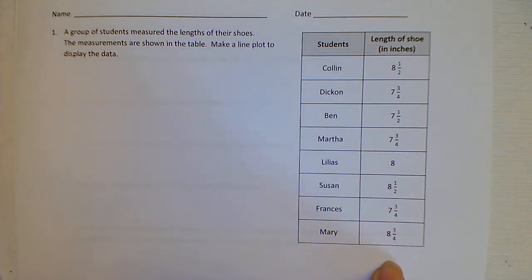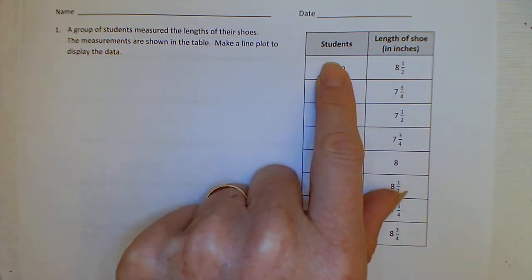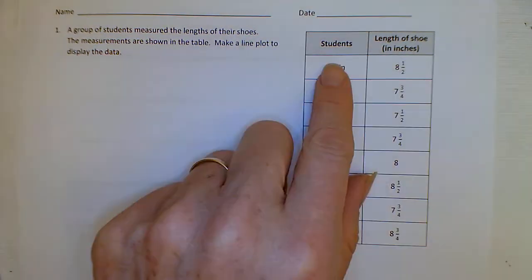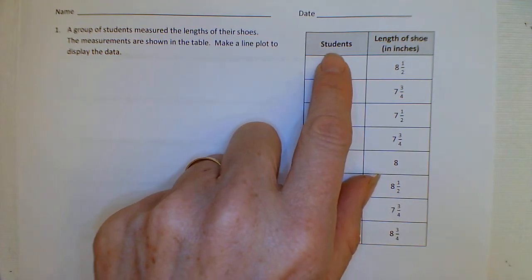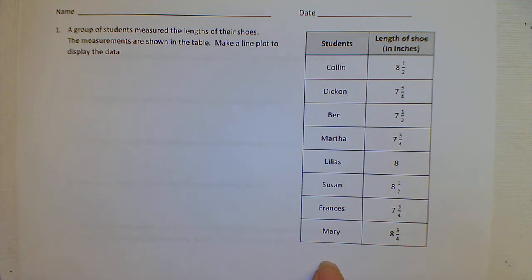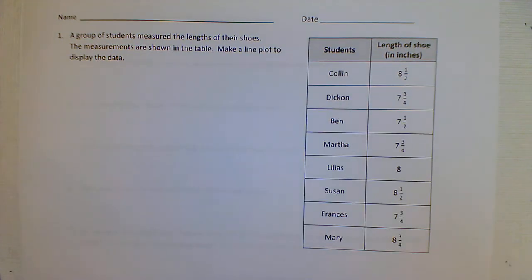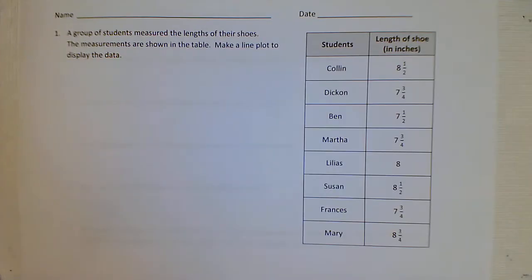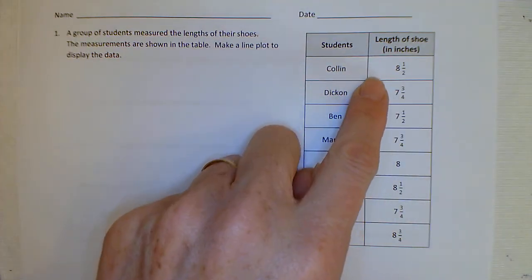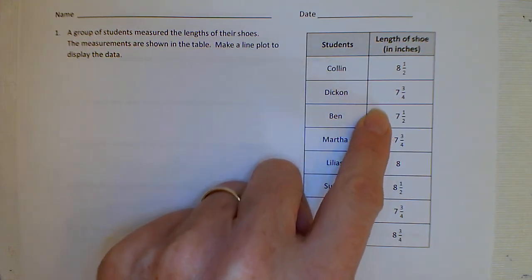This is our data. And let's go ahead and take a look at the table that was provided to us. So this is our data table. These are our labels for our two columns. So this is our independent variable, the students, and it's their names. So you can see we have a bunch of students here. And then here it says the length of shoe in inches. So this is our dependent variable. And for this one, you can see that we have a bunch of different lengths of shoes. I have 8.5, 7 3/4.